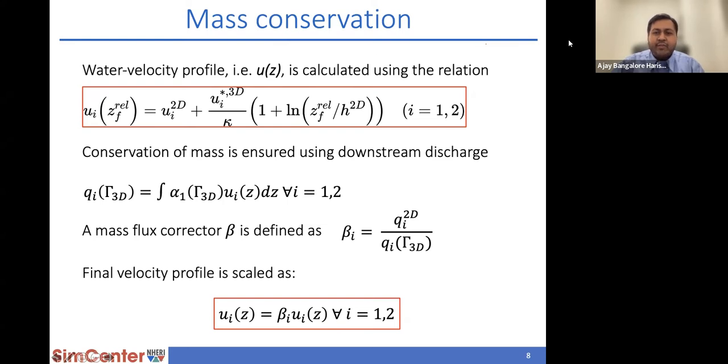One thing that we do consider is the conservation of mass. In order to conserve mass, we take the total mass flux and make sure that whatever fluid is going out of the 2D domain is the same amount going into the 3D domain. And we scale that in order to make sure that the mass is conserved.